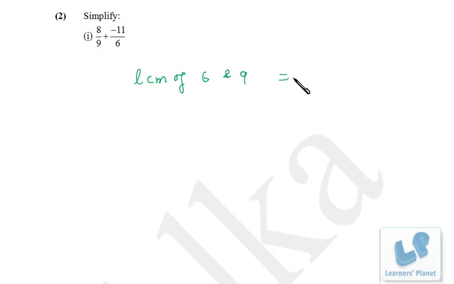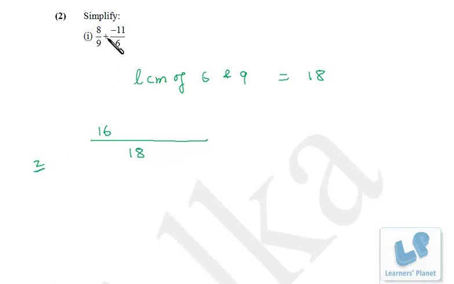So LCM of 6 and 9 is 18, right? Now to save time, what you can do, just write 18 like this. Now just see how many times in 9 you are getting 18. So it's 9 twos, right? So what you got? 2. Now multiply the numerator by 2. So it's 16. Write it over here.